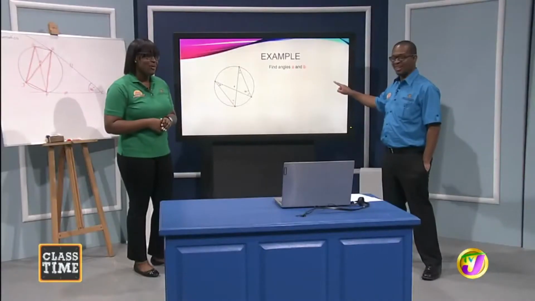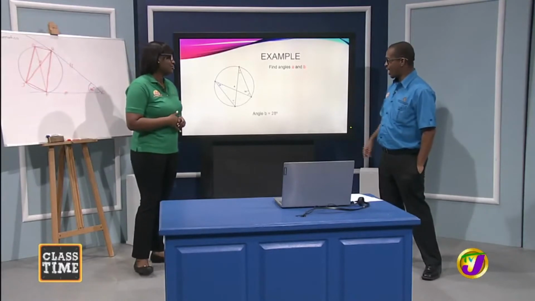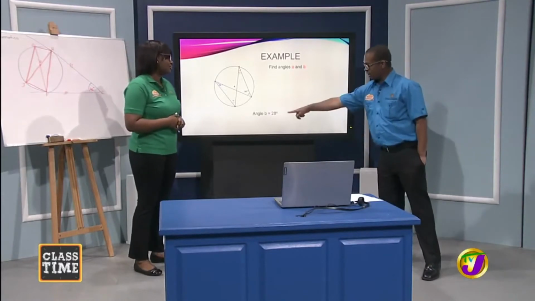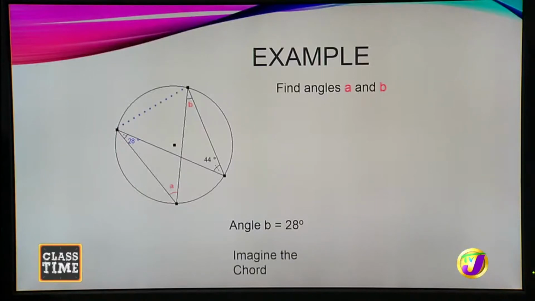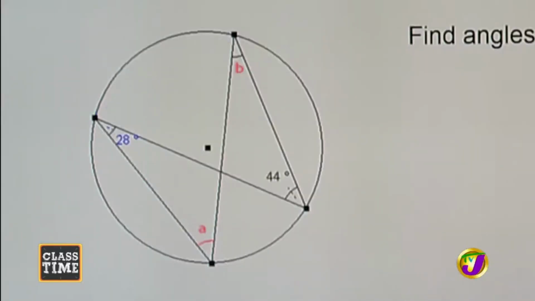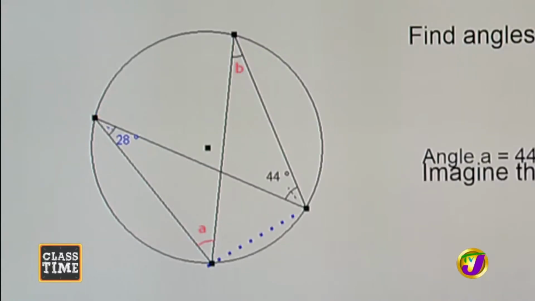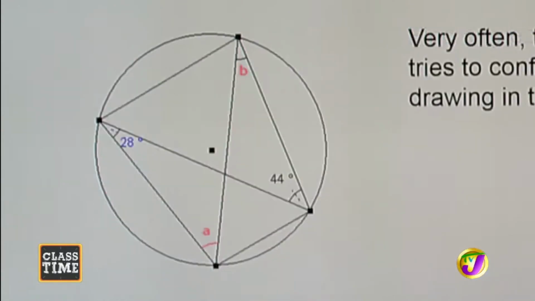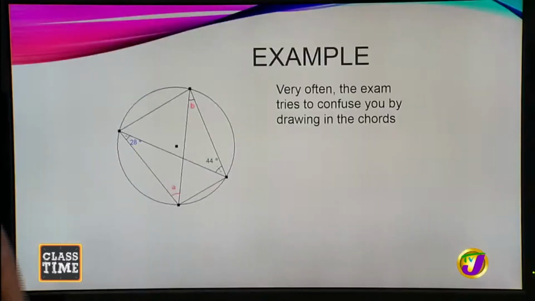I hope that you're getting it too at home. For those who are doing it at home, she got angle B to be 28, and we can put in an imaginary chord because sometimes CSEC doesn't really give us the chord. So you can put in an imaginary chord if you need that to do your analysis. And we can do the same thing for angle A. Okay, awesome. So we can clearly see here that these angles are on the same chord, in the same segments.